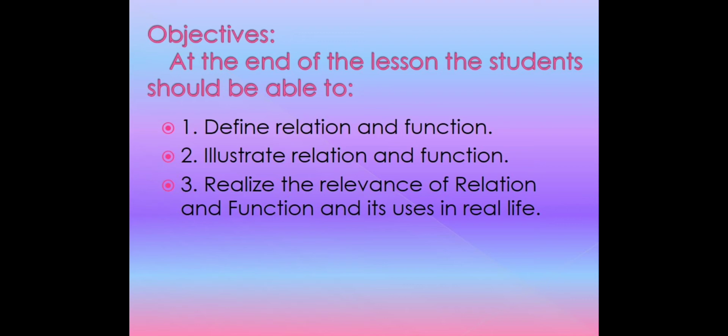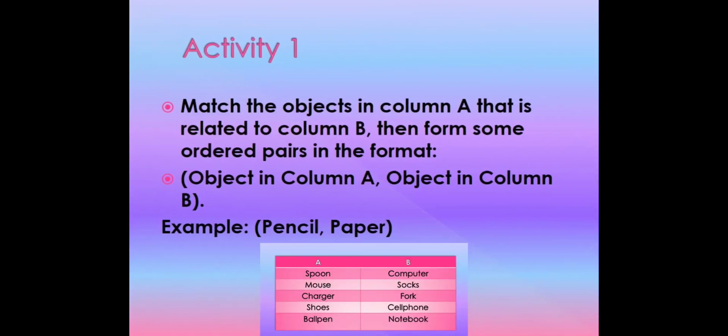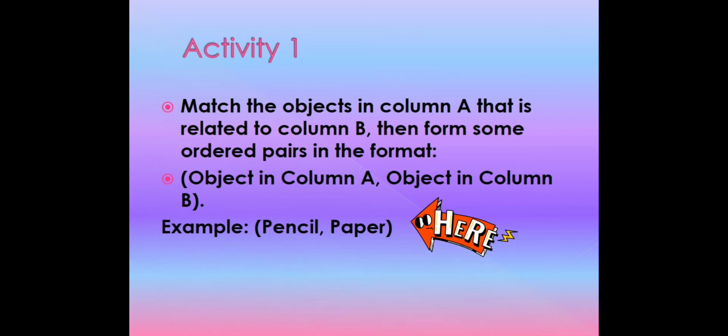And before we proceed to our new lesson, let's have our first activity. In your paper, match the objects in column A that is related to column B. Then form some ordered pairs in the format, open parentheses, object in column A separated by comma, then object in column B, close parentheses. Example is this one. Pencil and paper. As you can see, we have the open and close parentheses and the two objects are separated by a comma. Now let's try.